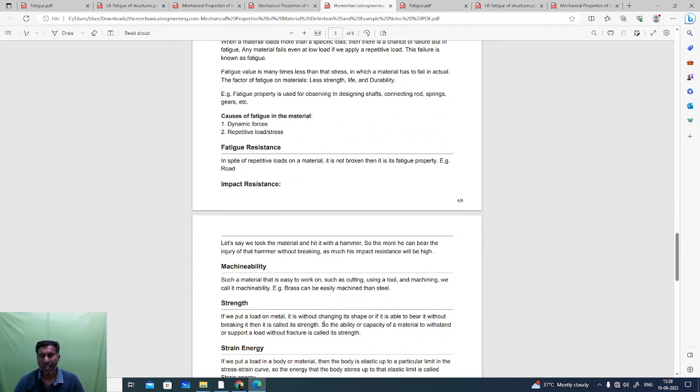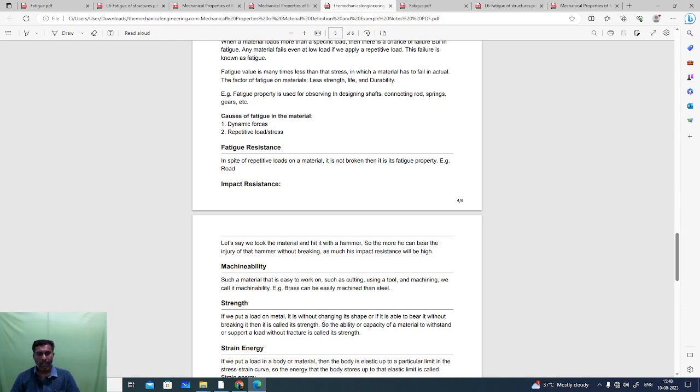Machinability, that is how easily a material can be machined. A material that is easy to work on by cutting using a tool or machining has good machinability. For example, brass is one of the materials for easy machining. Brass material is used in worm gears. Worm gears are mainly used for gear speed reduction.